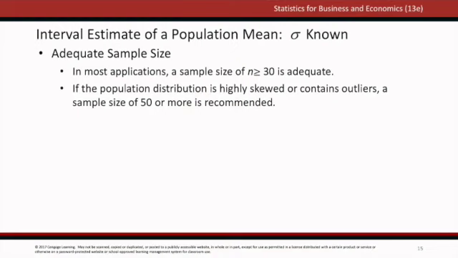Adequate sample size. Now this and the next slide are just to remind you what are the conditions under which all this is true. So remember, in most applications, a sample size n greater than or equal to 30 is adequate. And this is for the case when the original population is not normally distributed. If the population distribution is highly skewed or contains outliers, then a sample size of 50 or more is recommended.